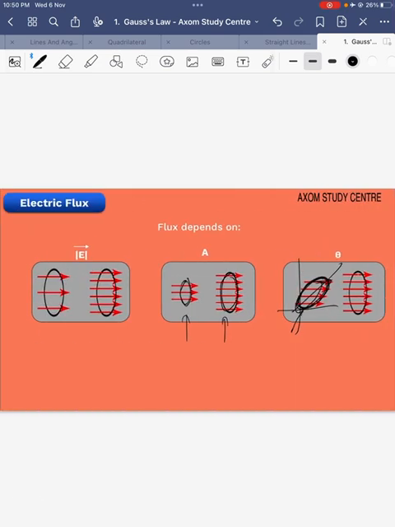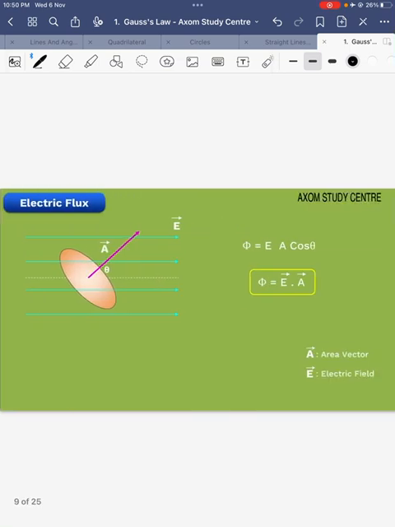So I can say flux depends on magnitude, area, and angle. Flux is denoted by phi, and it depends on E, that is the intensity of the electric field, then the area and the angle. So mathematically I can write phi is equal to EA cos theta.